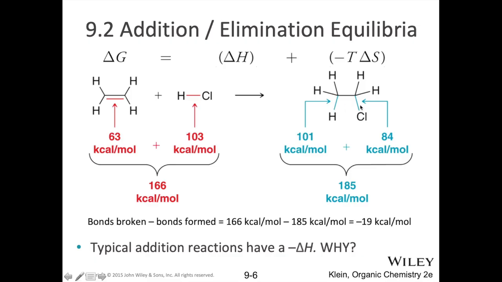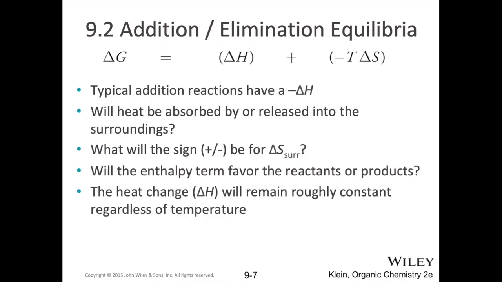So it should come as no surprise that the energy released from forming these two sigma bonds is going to be greater than the energy required to break your sigma and pi bond. Therefore, this is going to be an exothermic process. Your delta H is going to be a negative number for your addition reaction. That's pretty typical, and something to keep in mind for the delta H term in our Gibbs free energy equation. Now, what about delta S?